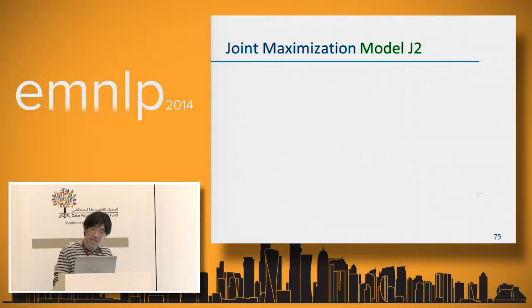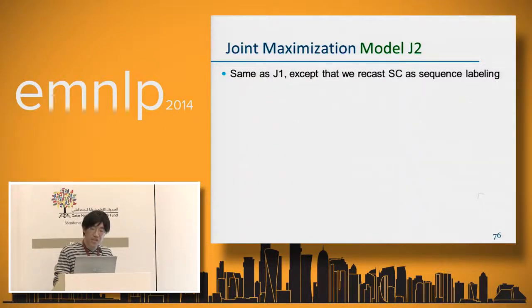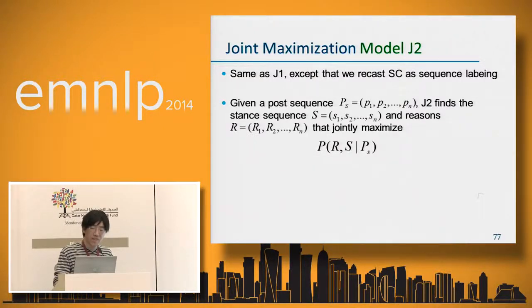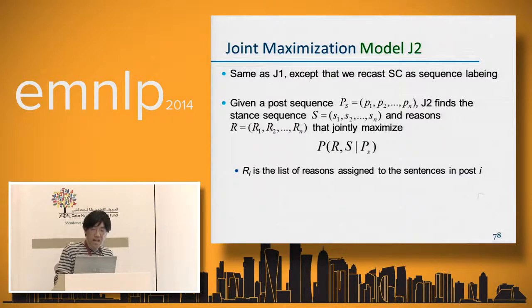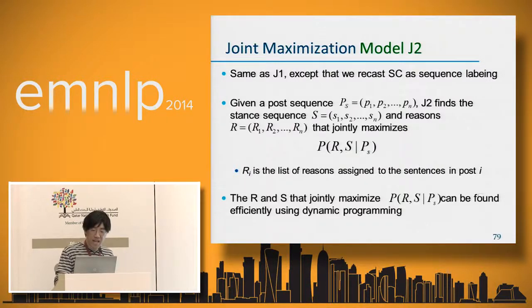Now let's move on to joint maximization system J2, which is the same as J1, except that we recast stance classification as a sequence labeling task. So in this case, given the post sequence PS consisting of n posts, this model J2 finds the stance sequence S and reasons R that jointly maximize the probability of seeing the reason sequence and the stance sequence given the post sequence. In this case, Ri is the list of reasons assigned to the sentences in the ith post in the post sequence. And the reason sequence R and the stance sequence S that jointly maximize this probability can be found efficiently using dynamic programming. It's just a modified version of Viterbi.